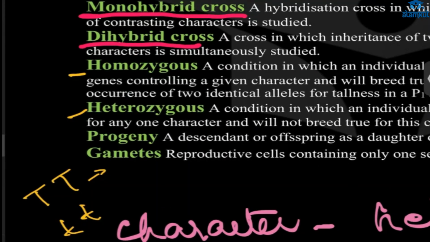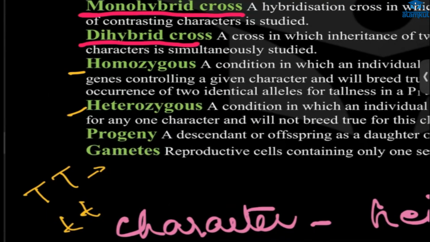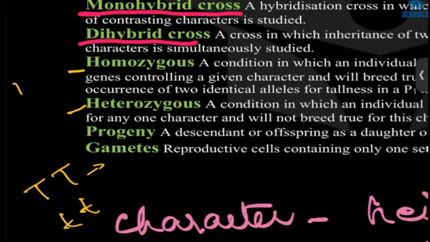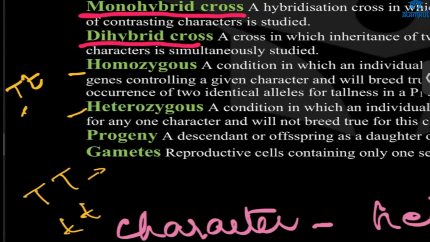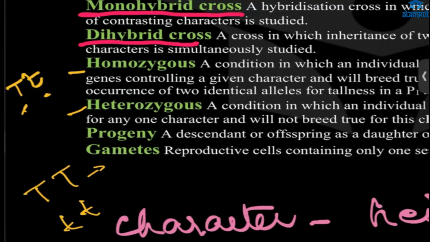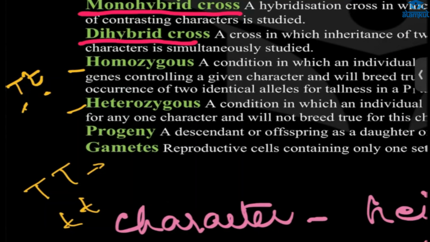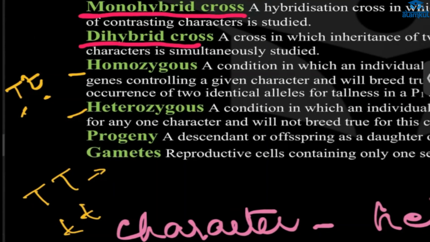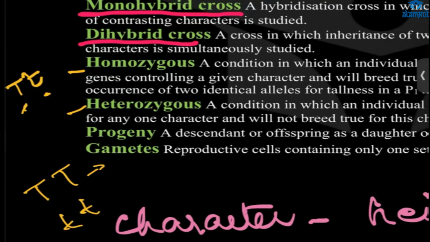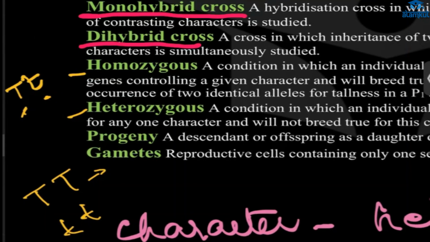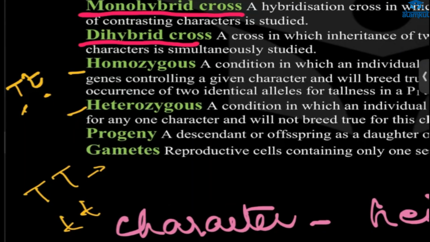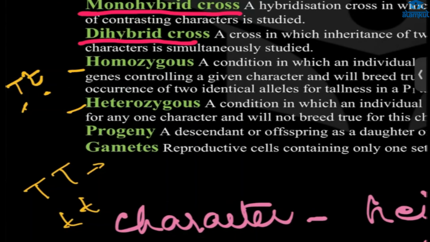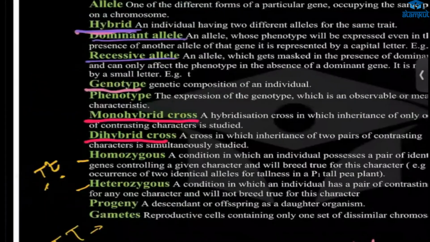And in heterozygous, what will be present there? Both alleles will be present, dominant and recessive. That condition is heterozygous. Got it, Ria and Shazan? And what is progeny? It is offspring. Gamete you already know: reproductive cells. Any doubt? No, ma'am.